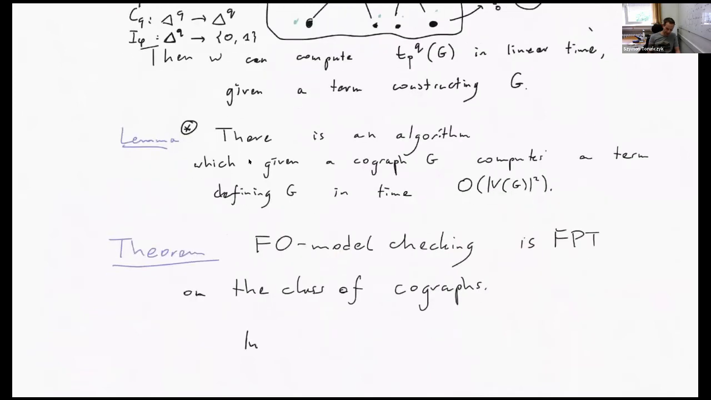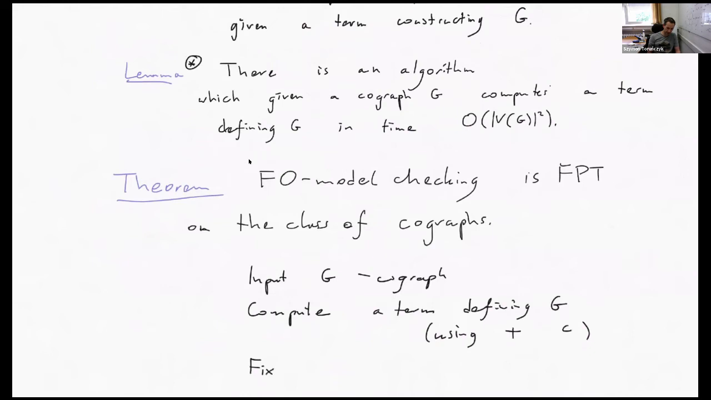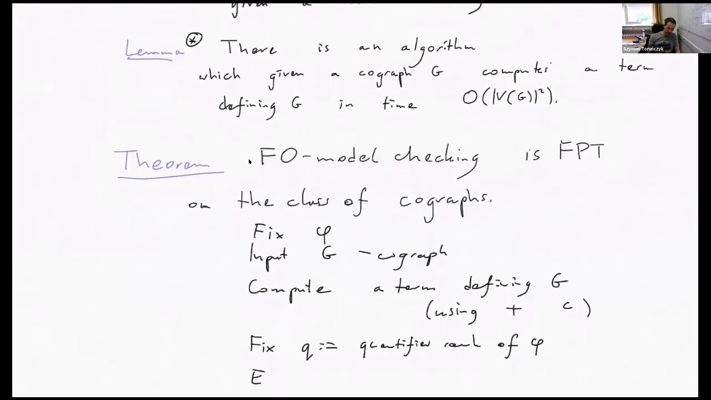You're given a co-graph. We compute a term defining G, where a term is using disjoint union and complementation. Then we fix a sentence phi which we want to model check on the graph G. And then we fix Q to be equal to the quantifier rank of phi, and then we compute the type of quantifier rank Q of G in a bottom-up fashion.